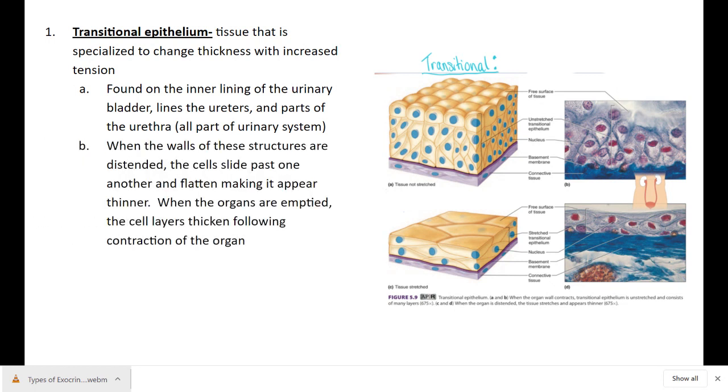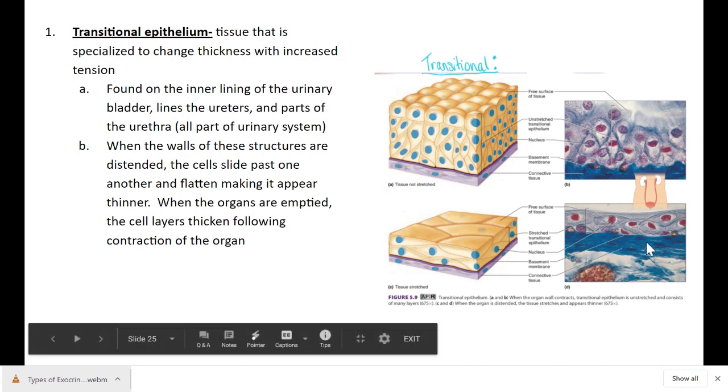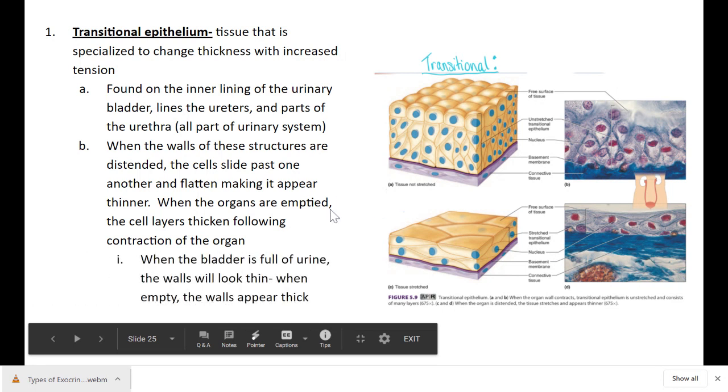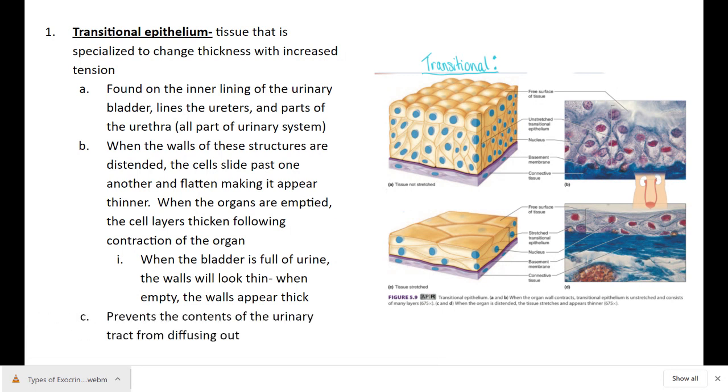Okay, the cells are able to slide past one another and flatten out when they're fully stretched, when that bladder's full of urine. But when it's empty, basically everything goes back to its normal shape and size, and those walls may seem a little bit thicker. So you can see two examples there, and again, you can see the pictures. This picture is when the bladder would be empty. This picture is when the bladder would be full of urine and it's really thin and stretched out. And there you go. So that is the last of our epithelial tissues.